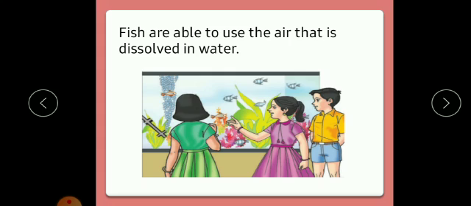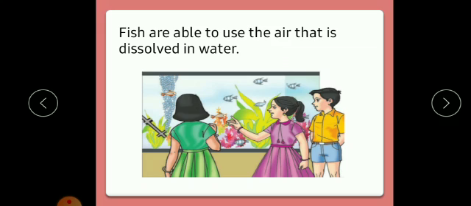Children, let's have a look on this picture now. As we learnt, fish are able to use the air that is dissolved in water. Some people keep fish in a glass fish tank. As you can see here, it is called an aquarium. It is always full of water. The fish in the aquarium use the air dissolved in the water for breathing.